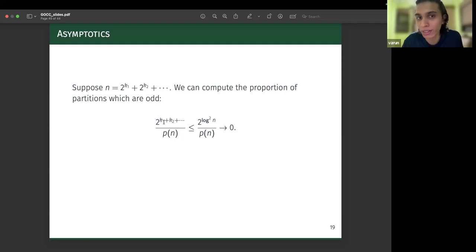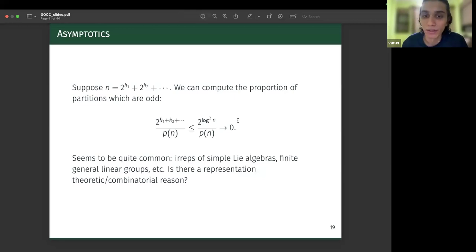And each of these, so k1 is again the largest power of 2 smaller than n, so that is also at most log n. So we have that the numerator is at most 2 to the log squared n, while the denominator is a partition function which grows exponentially quickly. So this shows that as n tends to infinity, the proportion goes to 0, which means that as n tends to infinity, 100% of, or almost all, irreducible representations of the symmetric group are even dimensional.